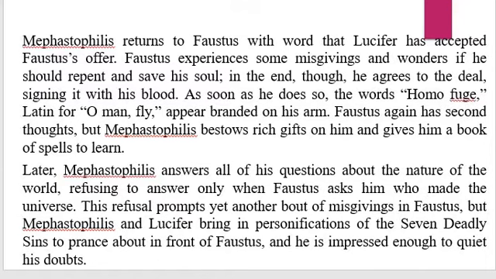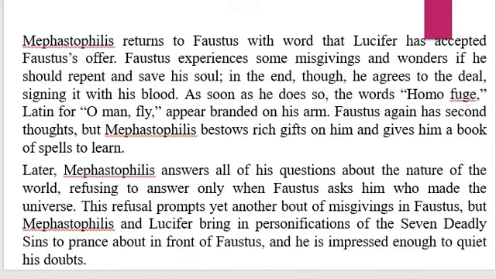Later Mephistopheles answers all of his questions about the nature of the world, refusing to answer only when Faustus asks him who made the universe. This refusal prompts yet another bout of misgivings in Faustus, but Mephistopheles and Lucifer bring in personifications of the seven deadly sins to prance about in front of Faustus, and he is impressed enough to quiet his doubts.